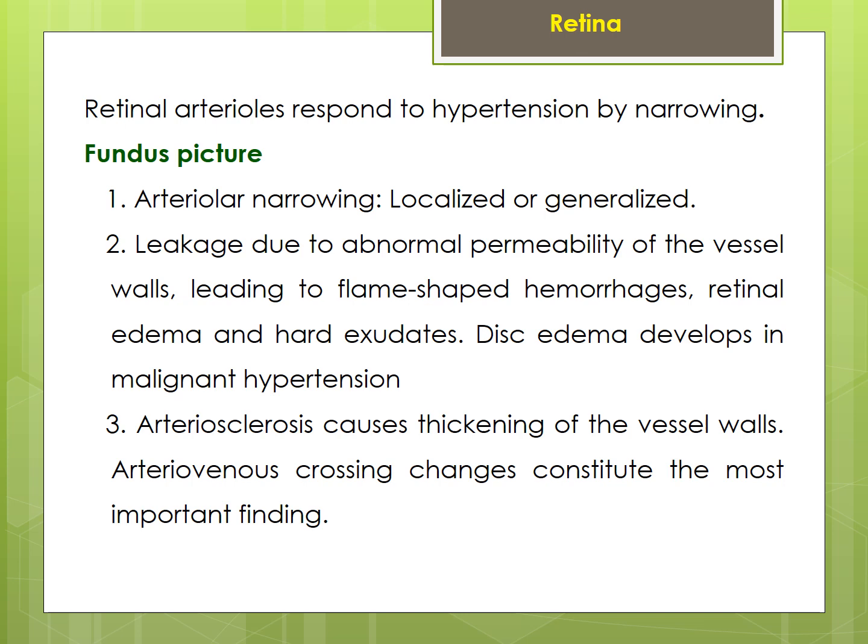After a persistent elevation of blood pressure, there may be leakage due to abnormal permeability of the vessel wall, leading to appearance of flame-shaped hemorrhages, retinal edema, and hard exudates. This edema develops in malignant cases, which means that the blood pressure is persistently very highly elevated. Arteriosclerosis causes thickening of the vessel wall, leading to appearance of what we call arteriovenous crossing changes.